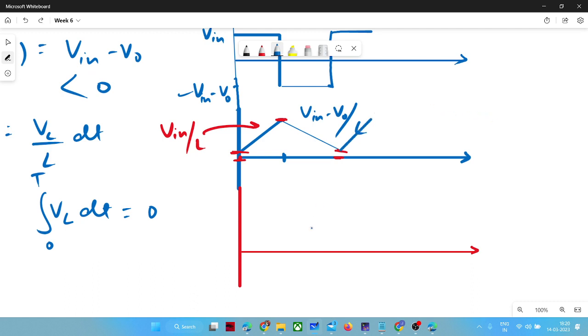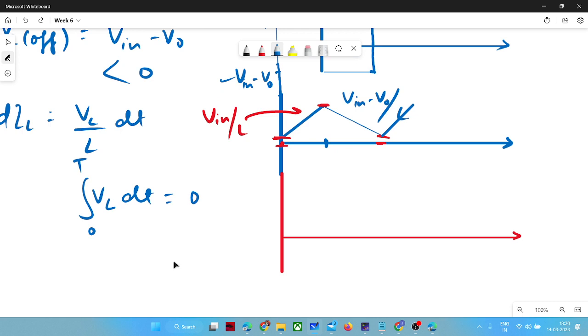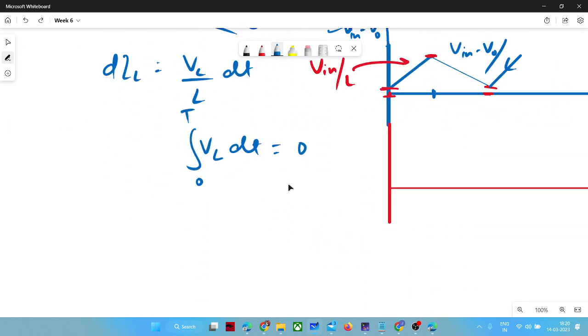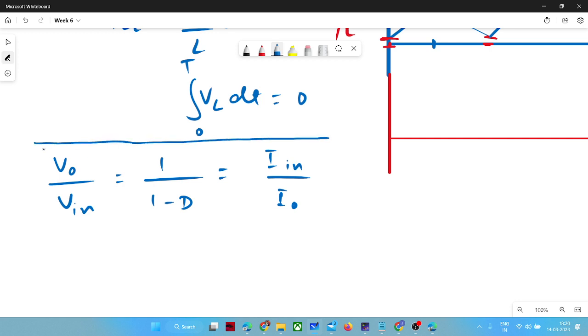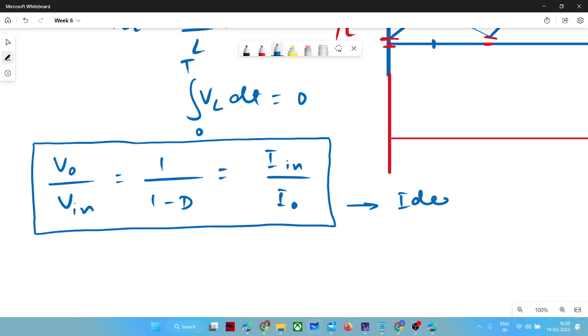Okay, so let us move ahead. This was our inductor current waveform, and we computed V naught by V in as 1 by 1 minus D, and that you can write as I in by I naught, if you have an ideal DC to DC converter and you are assuming no losses occurring in the switch.